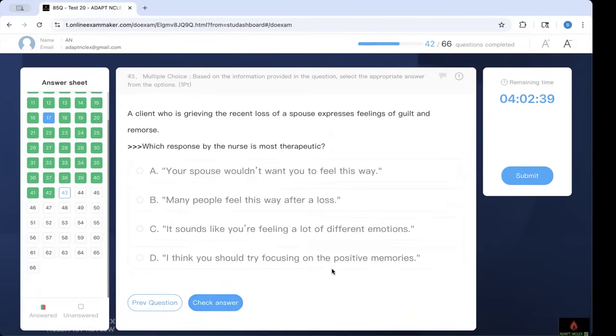The client is grieving the recent loss of a spouse and expresses feelings of guilt and remorse. Which response by the nurse is most therapeutic? Ask for more. Your spouse wouldn't want you to feel this way. Many people feel this way after a loss. It sounds like you are feeling a lot of different emotions. I think you should try focusing on the positive memories. What is the best response? Therapeutic.